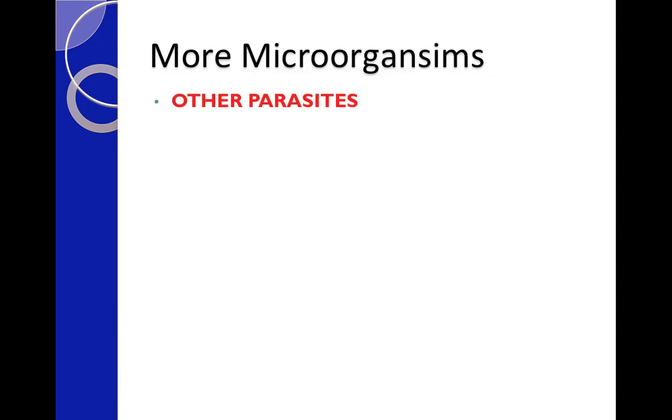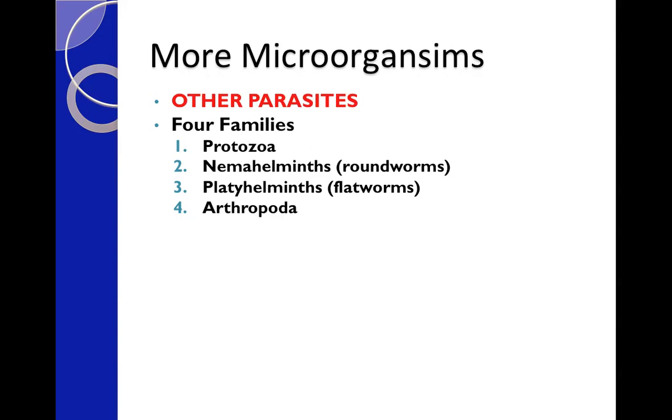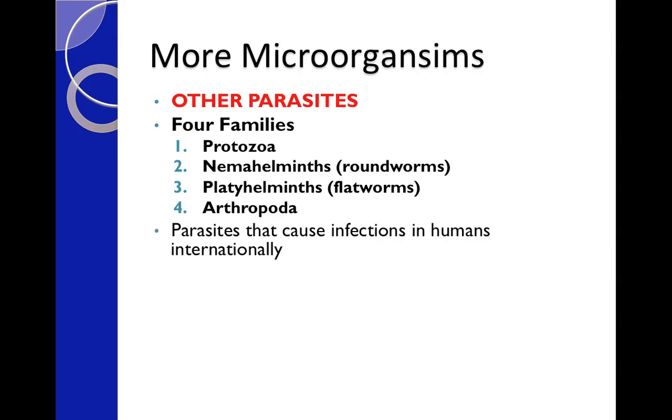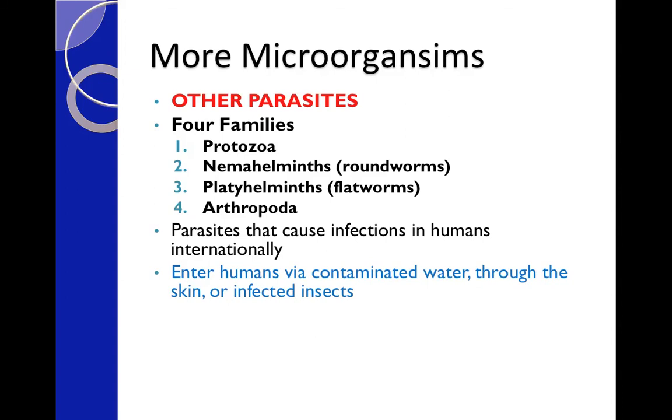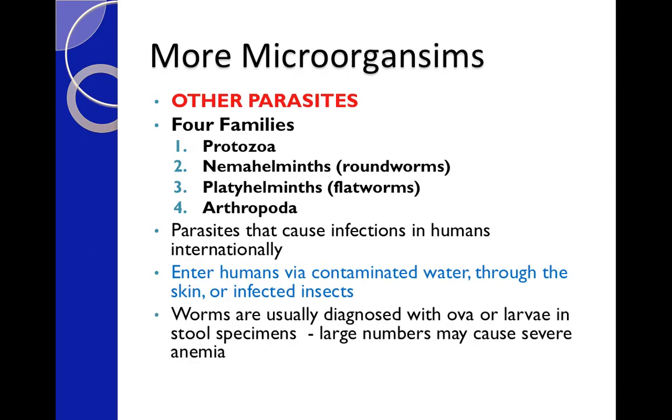So there are even more microorganisms that you should be familiar with. Protozoa I just talked about. The other, there are 4 main families, but if we talk about the worms, first of all, a lot of these parasites cause infections and enter humans via contaminated water, through the skin, or infected insects. These are found all over the world. Some of them are more common in certain places based on sanitation and nutrition levels, clean water, things like that.